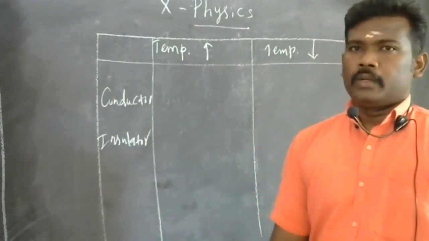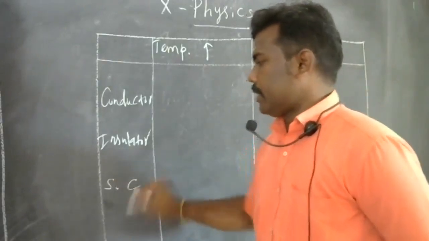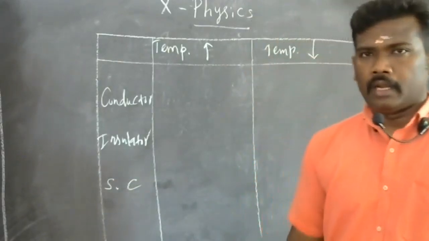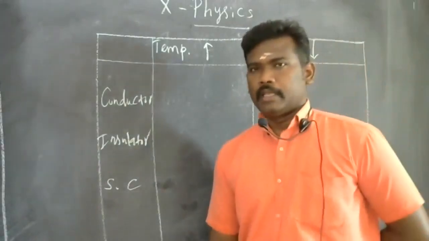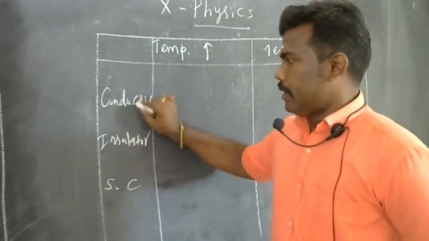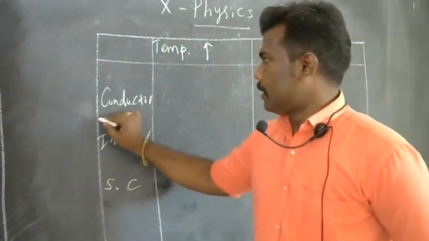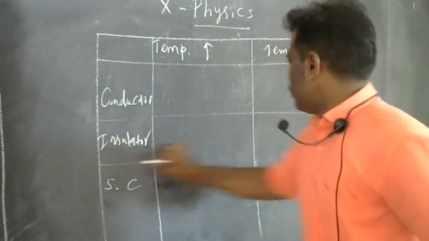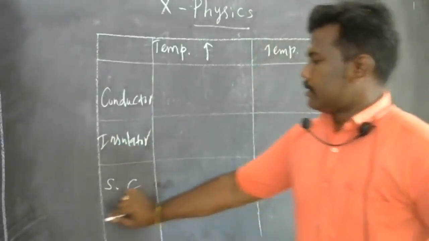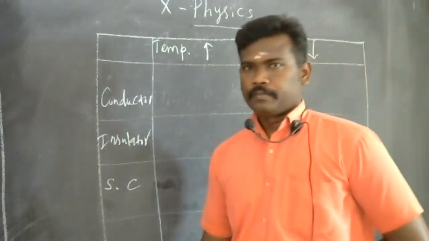If you are going to study in your higher classes, higher secondary, you will study in detail the semi-conducting material, not superconducting material, semi-conducting material. The material having resistivity in between the conductor and insulator is called semi-conducting material. Okay. Now, how the three materials react with respect to temperature, that is what we are going to discuss.